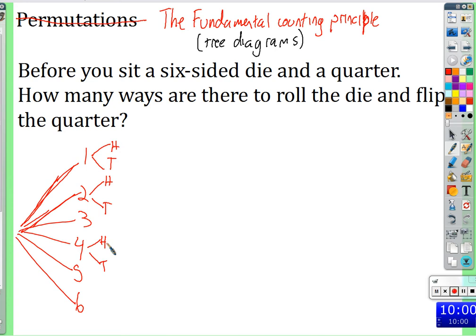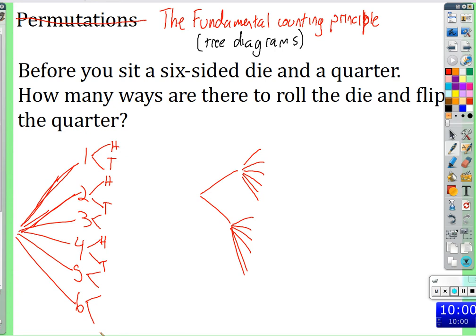Can you start with the heads or tails first? Yeah, you absolutely could. You could flip the coin and then roll the die. And then the tree diagram would just look a little different. You go down the branch that's heads or tails, and then heads can lead to 1, 2, 3, 4, 5, or 6, and tails can lead to 1, 2, 3, 4, 5, or 6. In both instances, we wind up with 12 possibilities.